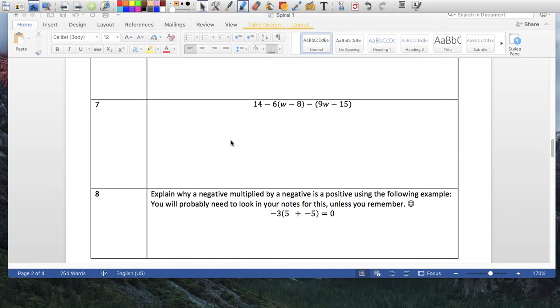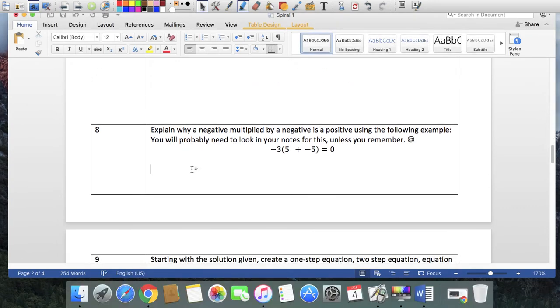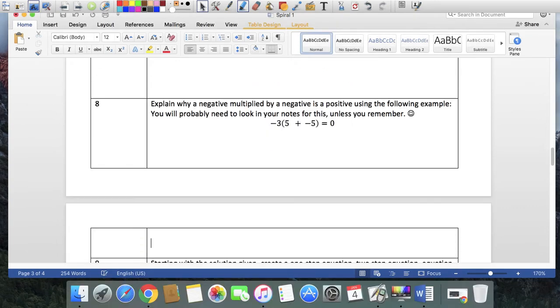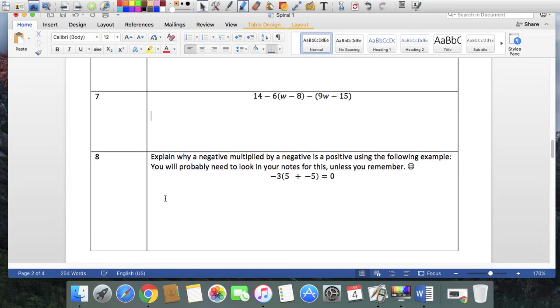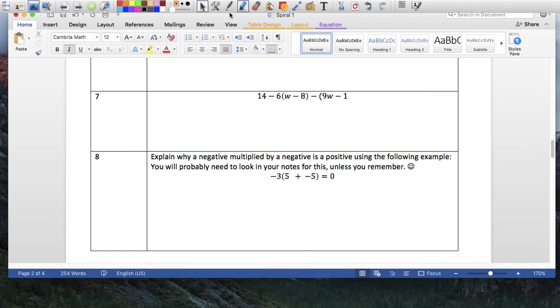Number 8. Explain why a negative times a negative is a positive using the following example. And this, you might have to go back to your notebook. So before we go over this, let's go over as to why a positive times a positive is a positive.